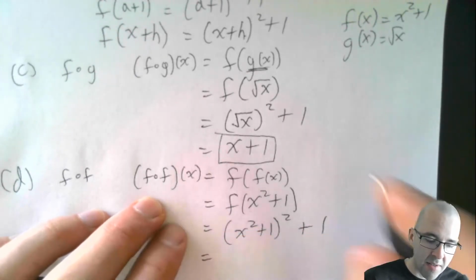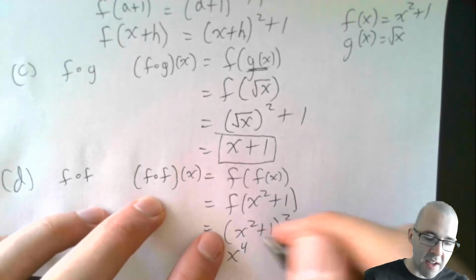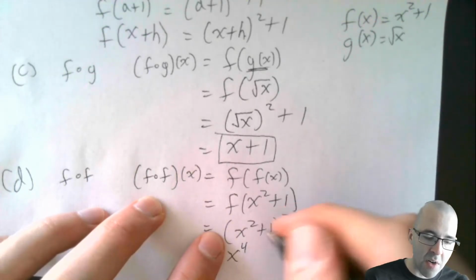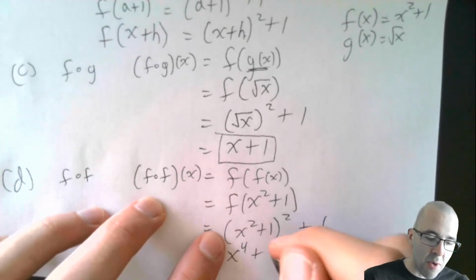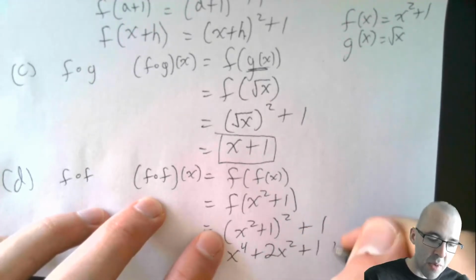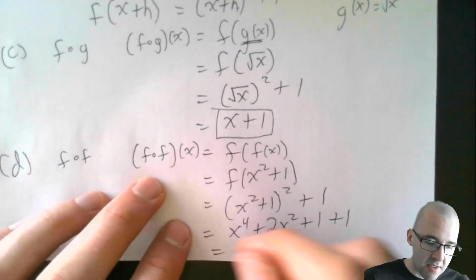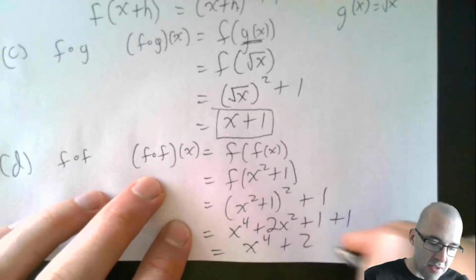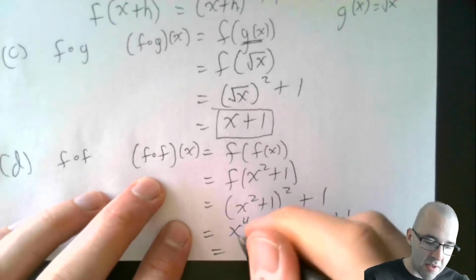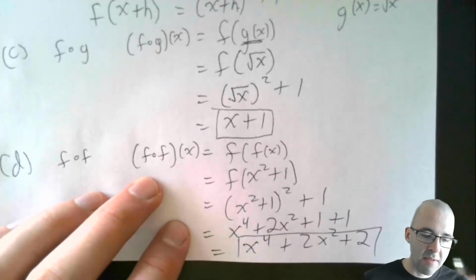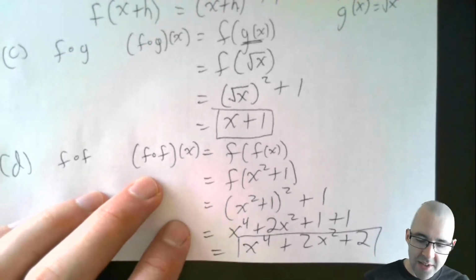And now we can simplify. So we'll be using that formula shortcut for perfect squares of binomials. x to the fourth plus 2x squared plus 1, or just x to the fourth plus 2x squared plus 2 is our final answer. Okay? And that's one of the big tricks.